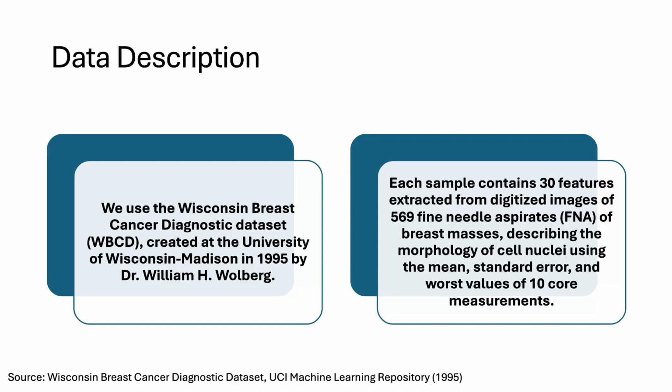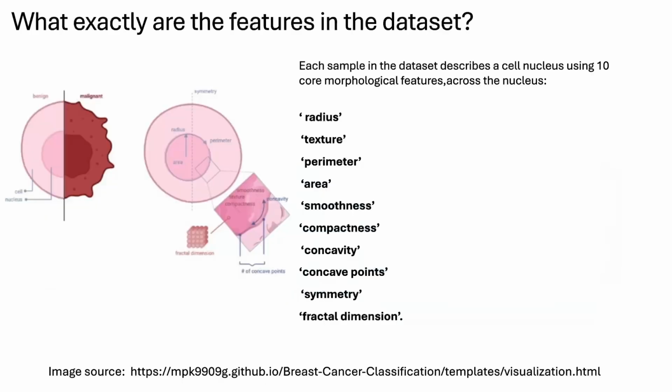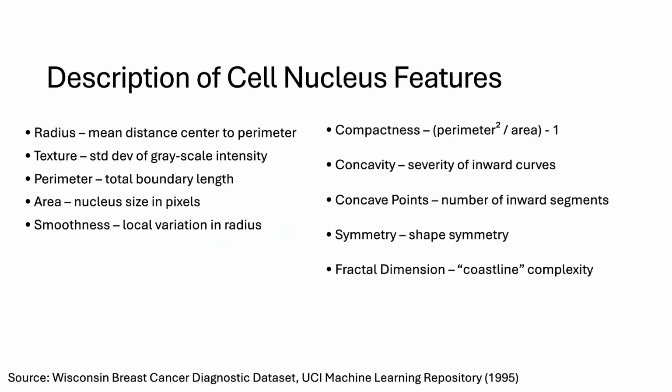It includes 569 samples, each with 30 extracted features that describe the cell nuclei. These features define tumor size, shape, and texture, helping differentiate benign from malignant cases. Key ones include radius, perimeter, area, compactness, and concavity. On this slide, you can find additional information about the features.